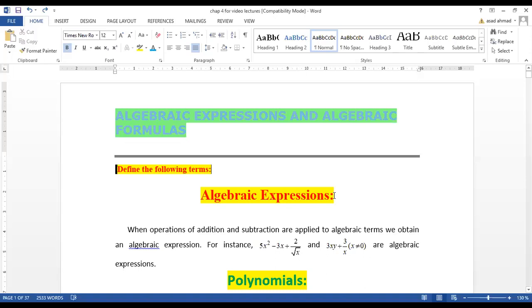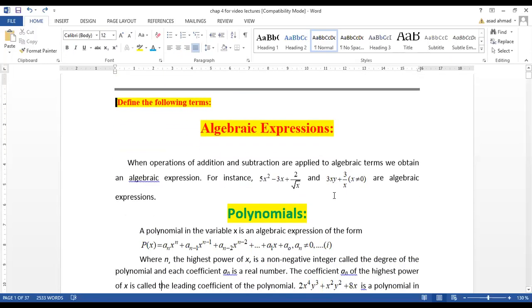Let's begin. The chapter title is Algebraic Expressions and Algebraic Formula. Basically, from the beginning of this chapter, we will have to learn some terms. Without that, you will not be able to understand these expressions further. The first one is called algebraic expressions.